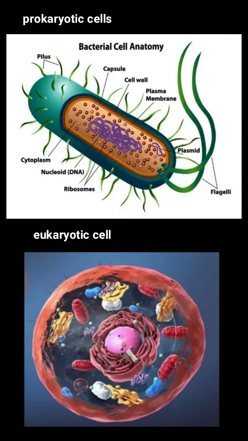Prokaryotes lack a nucleus and membrane-bound organelles, and the genetic material is contained in the cytoplasm in the form of a single circular chromosome, or in some cases, plasmids.